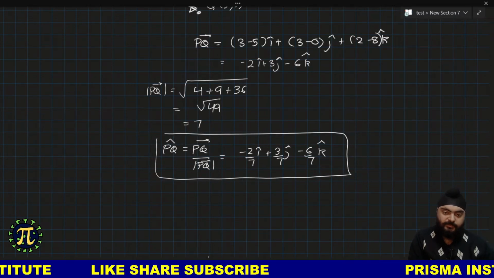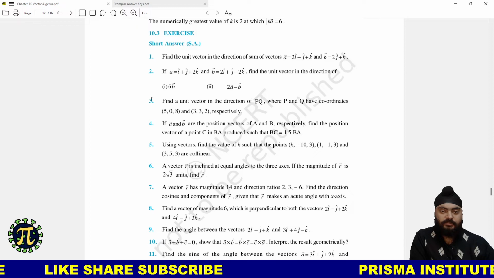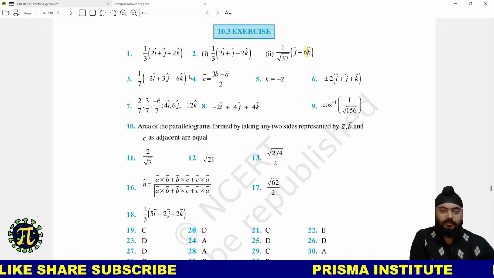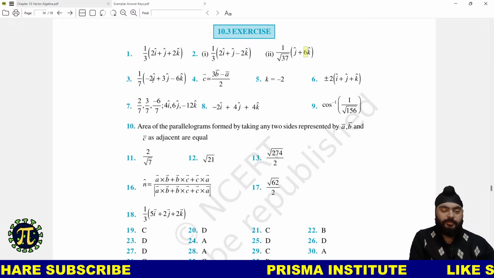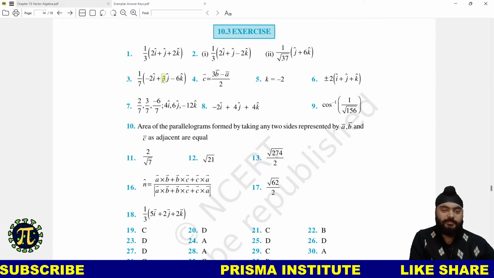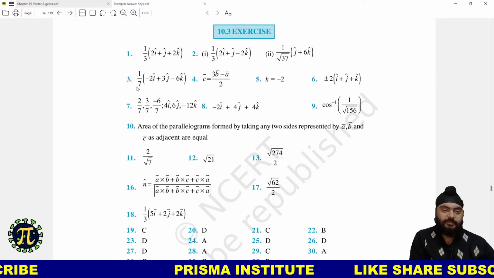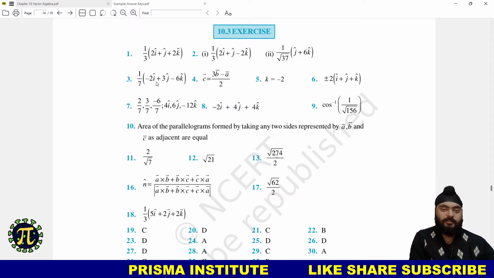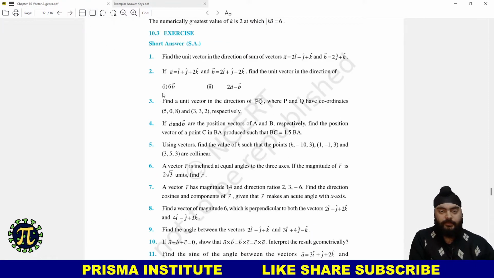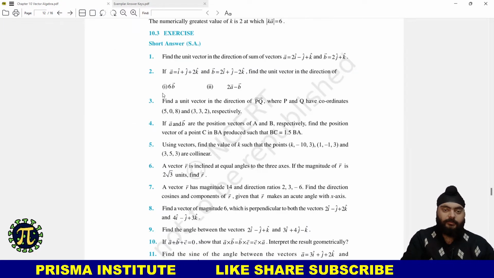Let's check our answer. So this is question number 3. So the unit vector is minus 2 by 7 i cap plus 3 by 7 j cap minus 6 by 7 k cap. So third is done. Next question, the fourth.